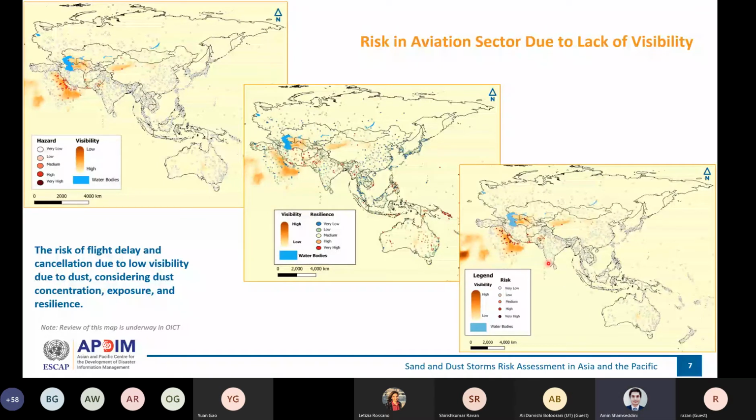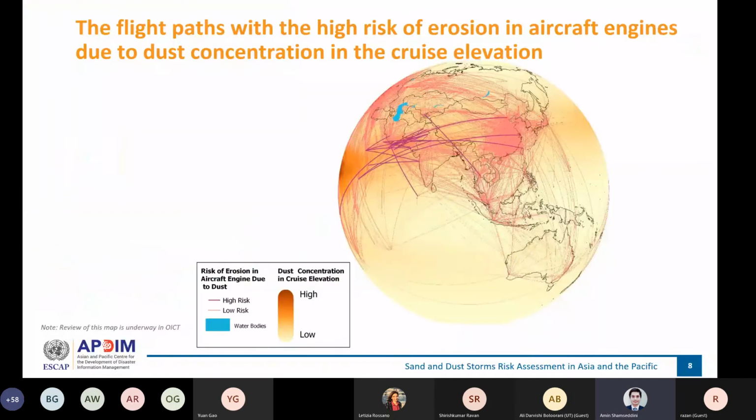This one shows another aspect of risk to the aviation sector, the risk of erosion in aircraft engines due to dust. To do this, since most of the flight time is spent at cruise elevation and not at ground level, for the hazard layer we use the level of dust concentration at cruise elevation, and we use the flight distance and duration, which make up the level of exposure of the engine to dust particles. The highest values you can see in a purple color.